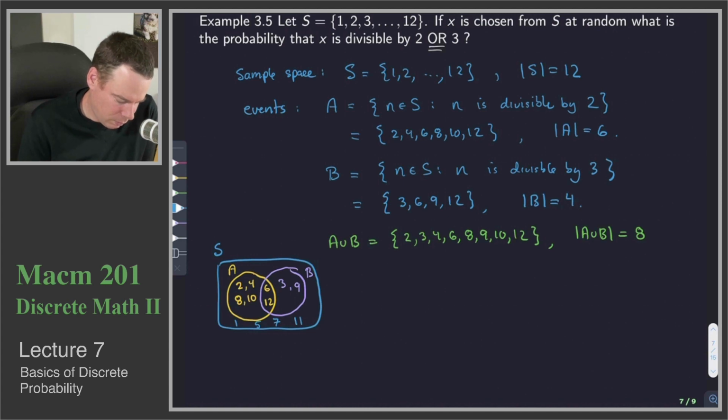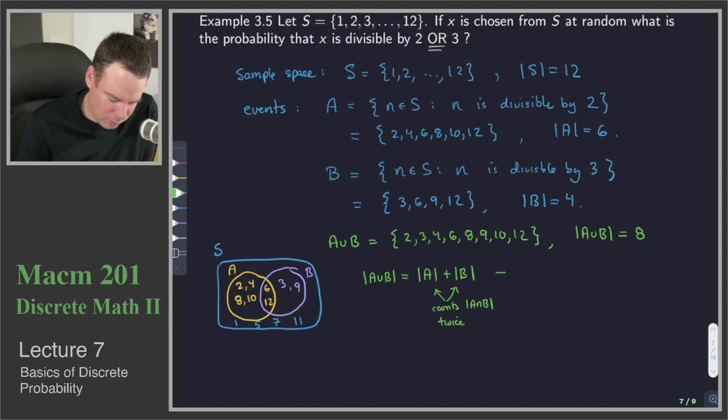How can we obtain the size of A union B without having to exhaustively list them? Well, we can notice that the size of A union B is the size of A plus the size of B. But when we do that sum, we actually count anything that's in common between those two sets, namely the 6 and the 12, twice. So this counts the intersection of A and B twice. Anything in there, it counts it twice.